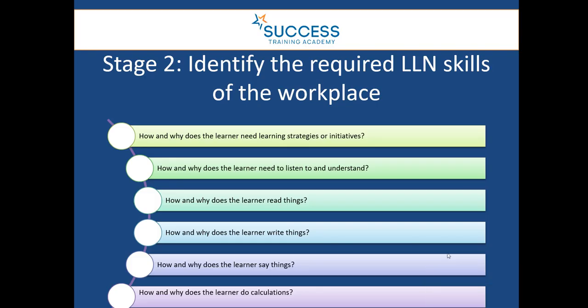Alrighty, so hopefully that process has made sense to you. So just here's a slide with those questions on there for you. So how wide does the learner need learning strategies or initiatives? How wide does the learner need to listen to and understand? So what do they need to listen to? What do they need to read? What do they need to write? What things they need to orally communicate and listen to, why does the learner need to do calculations, and what calculations do they need to do, okay? Critically important, we need to ask ourselves these questions.